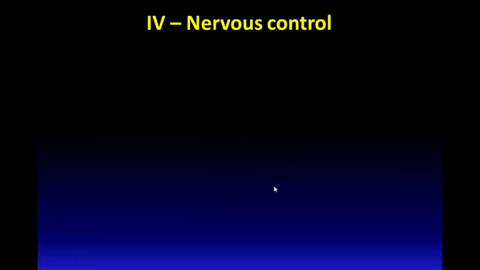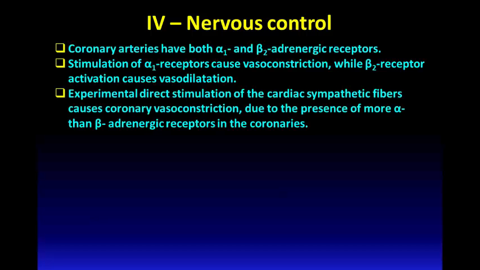Now let's describe the extrinsic regulation of coronary blood flow, the nervous control of coronary blood flow. Coronary arteries have both alpha-1 and beta-2 adrenergic receptors. You all know that stimulation of the alpha-1 adrenergic receptors causes vasoconstriction, while beta-2 receptor activation causes vasodilatation. Experimental direct stimulation of the cardiac sympathetic fibers causes coronary vasoconstriction due to the presence of more alpha-1 receptors than beta-2 adrenergic receptors in the coronaries. This is one view.